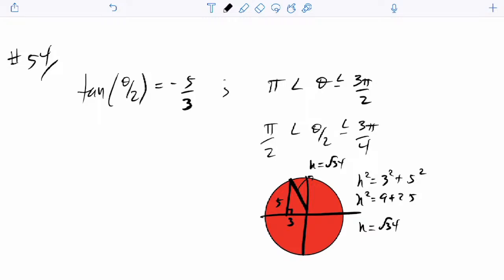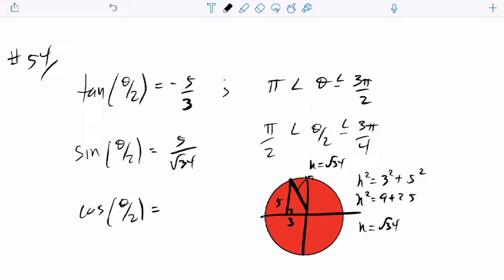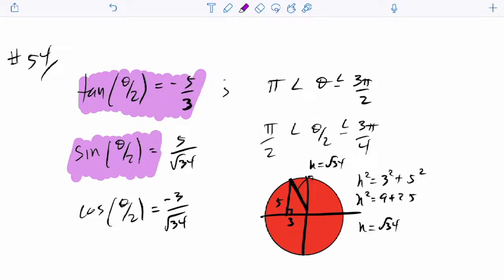So from here you can go ahead and solve for the sine of theta over 2, which is opposite over my hypotenuse, which is root 34. And then lastly, the cos of theta over 2, which is adjacent over the root of 34, and that's a minus sign in front. So I end up getting here the tan of theta over 2 was given to us, and now I've got my sine and I've got my cos.